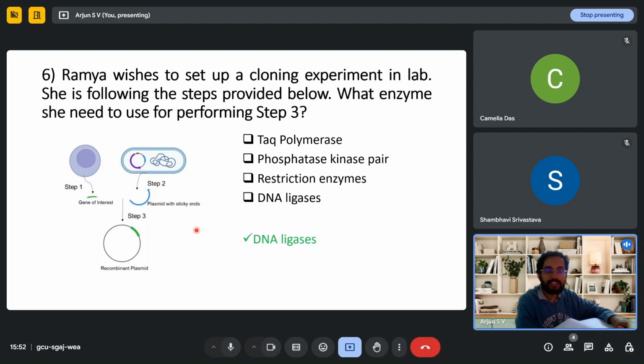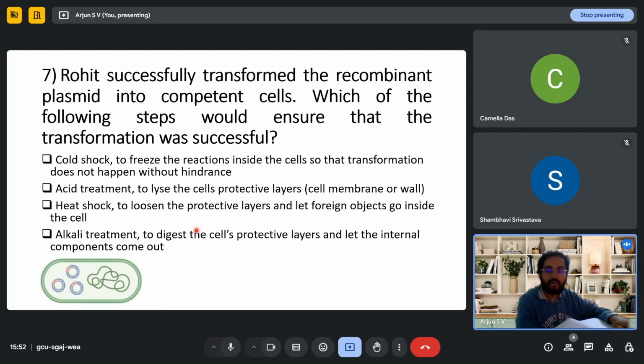So moving on to the next question. Rohit successfully transformed the recombinant plasmid into competent cells. Which of the following steps would ensure that the transformation was successful? Once again, this is a very straightforward question. Someone successfully transformed the recombinant plasmid into competent cells, so the plasmid is inside the cells. What step would have ensured that the plasmid enters the cell? There are four options here: cold shock, acid treatment, heat shock, and alkali treatment.